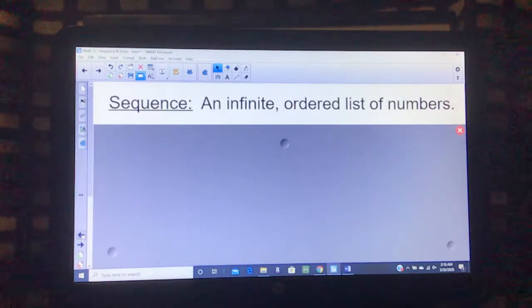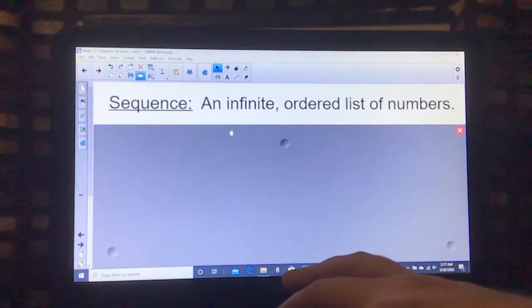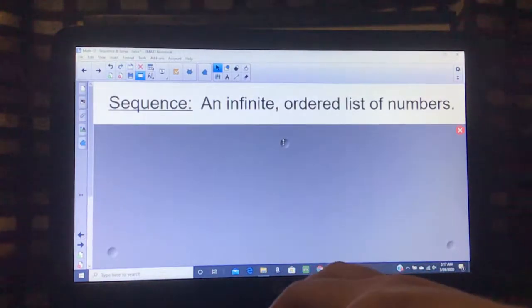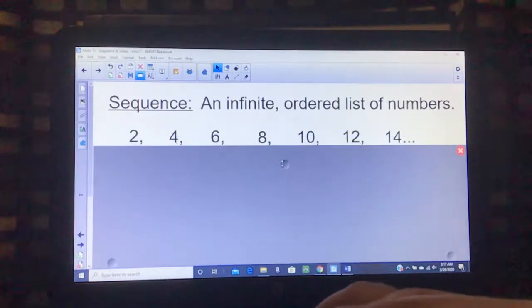All right, so a sequence, a really simple definition of it, is that it's an infinite ordered list of numbers. So basically, you start with the first number, it can be whatever you want, and then the second number can be whatever you want, and the third number can be whatever you want, and you just keep listing them on and on and on. So the list can be as long as you want. A true sequence will just keep going and going.